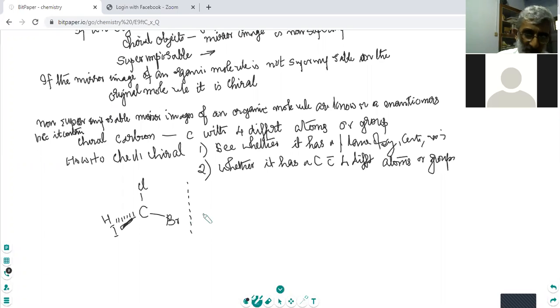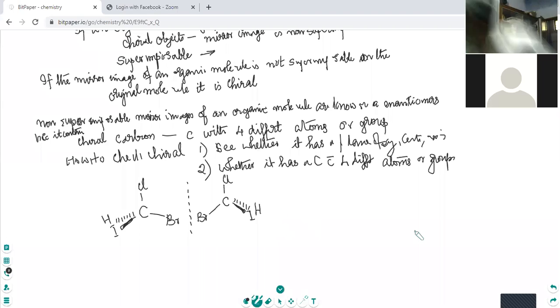We are going to play with this molecule a lot, please. I'm going to ask you to draw the mirror image. Look very carefully at the mirror image. Cl. I. H. Okay. So this is the mirror image of it.